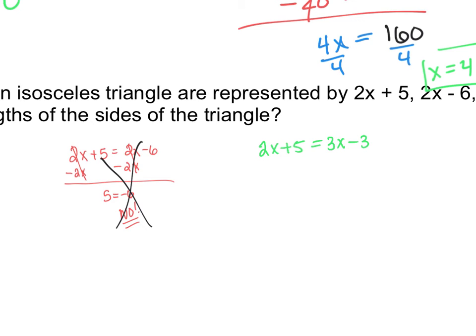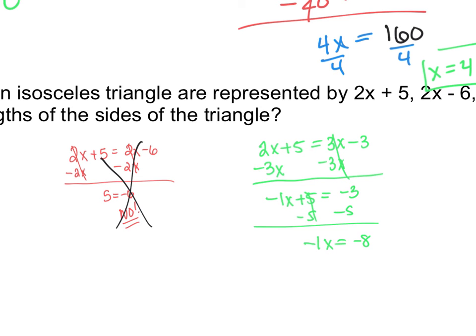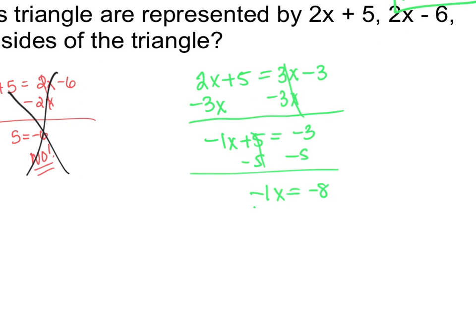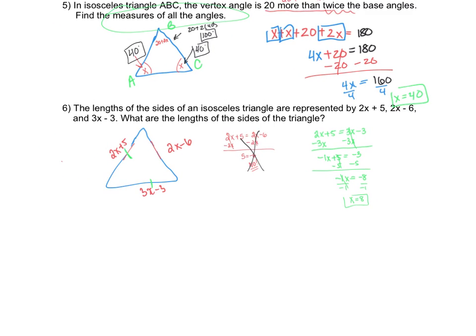So I want to get all my x's on one side, numbers on the other. I'm going to take away 3x, 3x. So I get negative 1x plus 5 equals negative 3. Take away 5, take away 5. Negative 1x equals negative 8. And then divide by a negative 1. So I get x is equal to 8. Let's see if that works, because now we're going to plug it in.